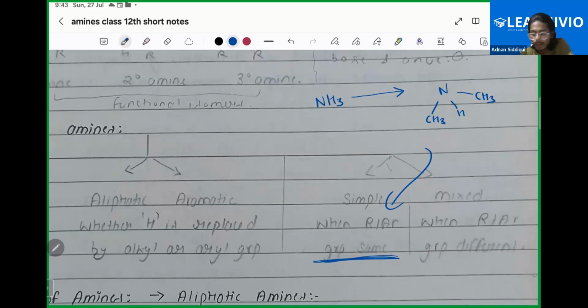But if you are doing the same thing, but now you are using different substituents, suppose you are using C2H5, then you will call it mixed. Is it making sense?